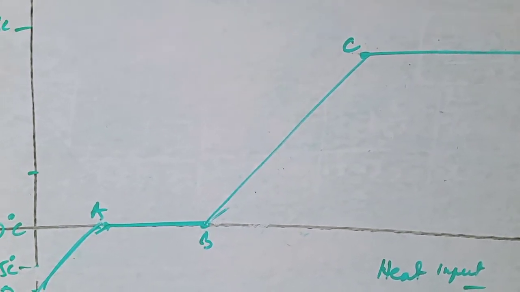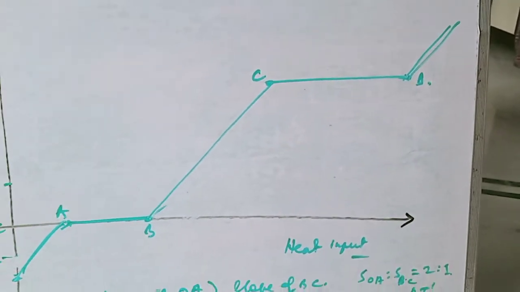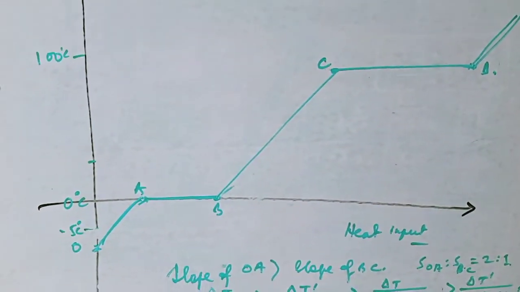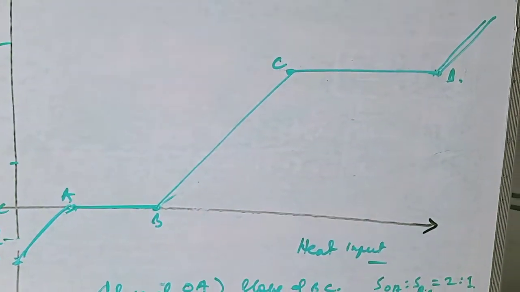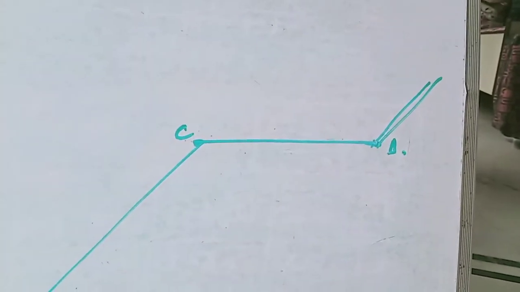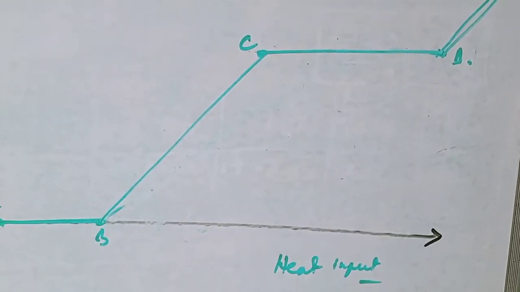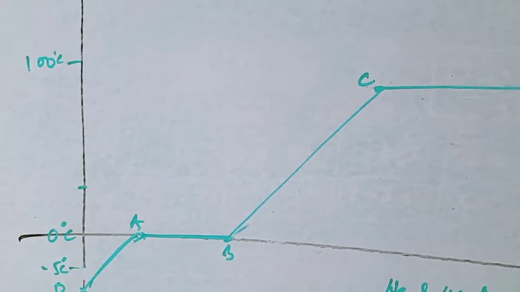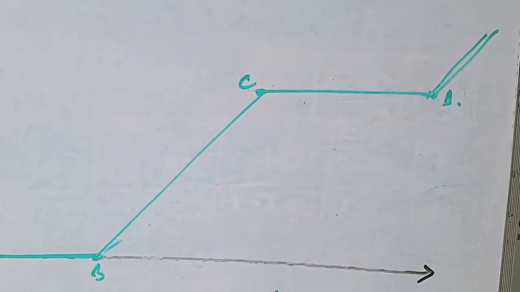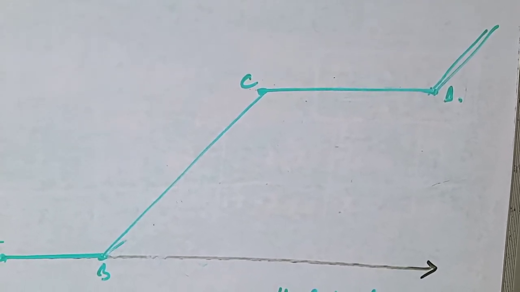If it is D, then BD will give you the heat absorbed when a certain quantum of water at 0 degrees Celsius gets converted to 100 degrees Celsius water. Again, C is the point reached at 100 degrees Celsius, and D is reached at 100 degrees Celsius. Here the heat input has taken place, but the temperature has remained static at 100 degrees Celsius. So CD is the region where vaporization is taking place.